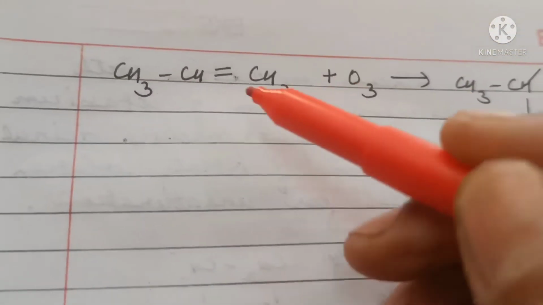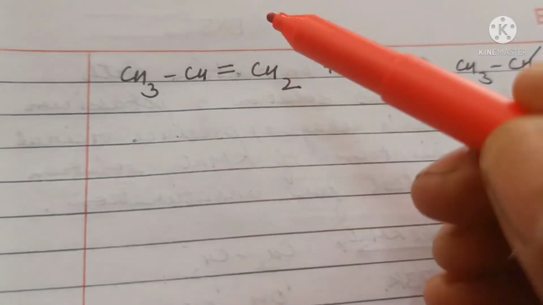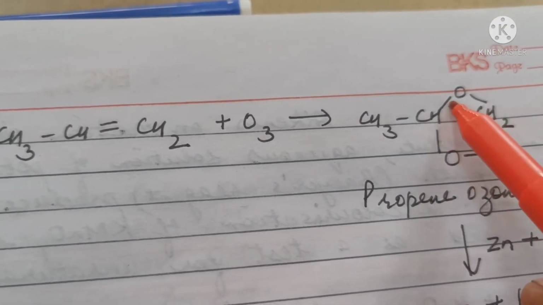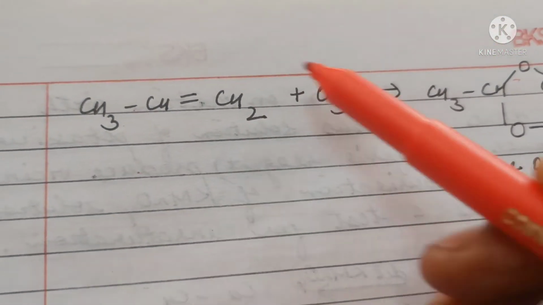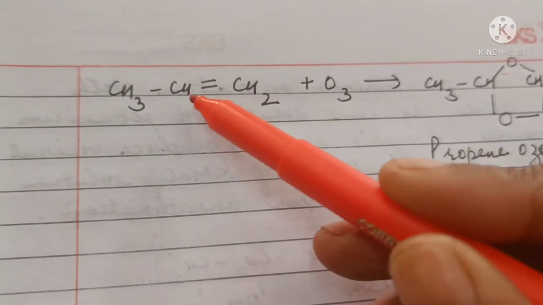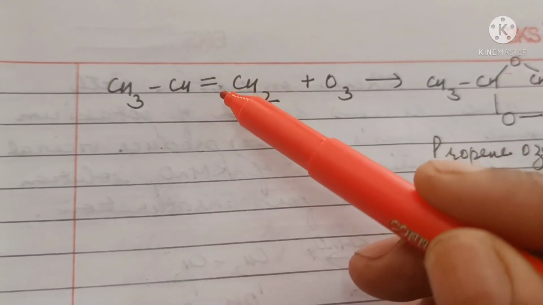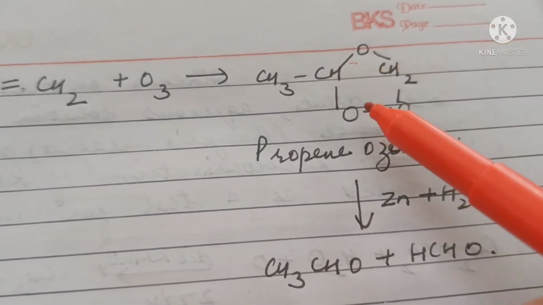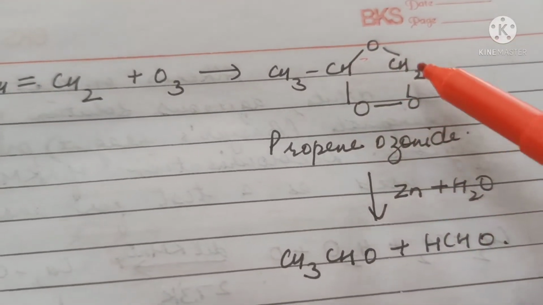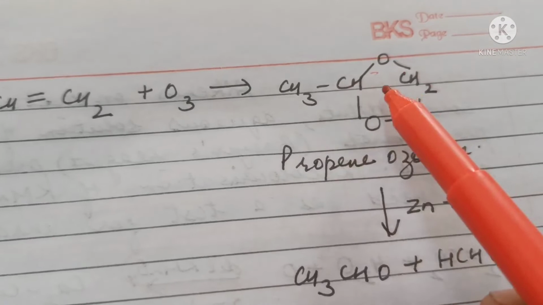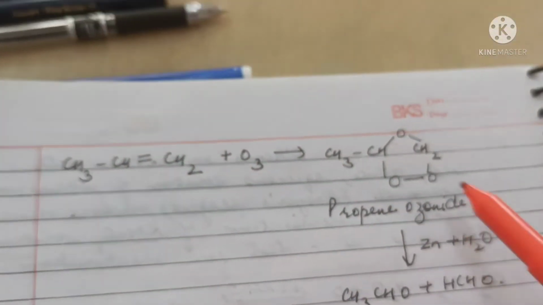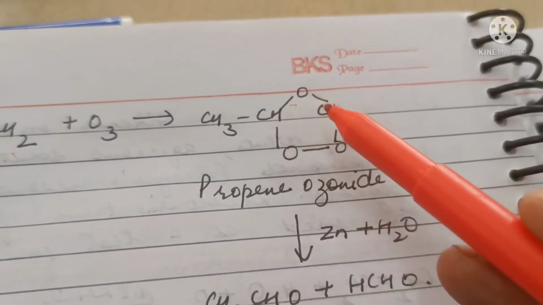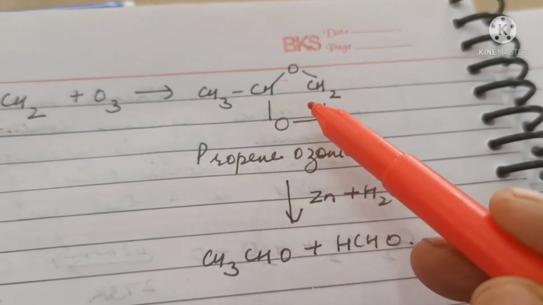the alkene. For example, when we add ozone to propene, both these double bonds will break. So we get CH3, CH and CH2. Both the bonds are broken and the O3 molecule will get attached on these two carbons where there was a double bond. So to form this structure, one oxygen above CH2 and two oxygens below, and a cyclic intermediate is formed. This product is called propene ozonide. Propene, the original reactant, and because ozone has added to it, ozonide, propene ozonide is formed.